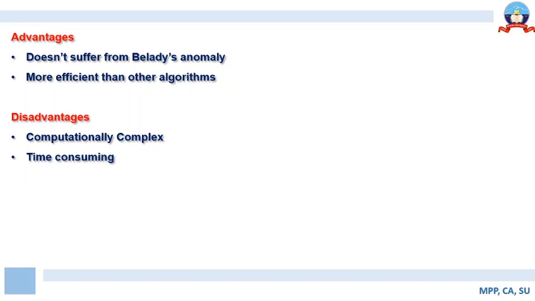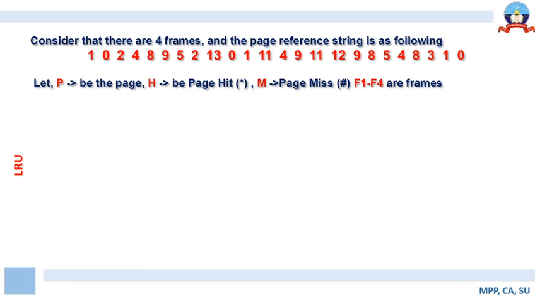Now let us try and understand the working of LRU with the help of a very simple example. Here I have considered 4 frames and a page reference string. As said earlier, the page reference string highlights the requirement of pages over a period of time when the program is in the course of its execution. It is the way the pages are being accessed whenever the program is under execution.